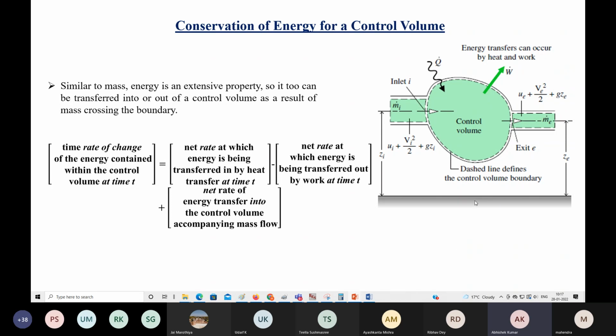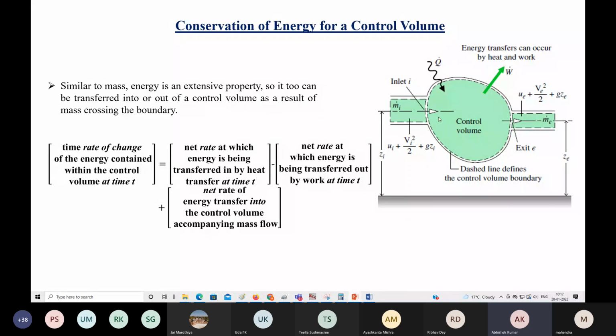In most thermodynamic systems, we have mentioned many times that we neglect kinetic energy as well as potential energy. We talk in terms of internal energy, work and heat. So now let us see the time rate of change of energy contained within the control volume at time t.